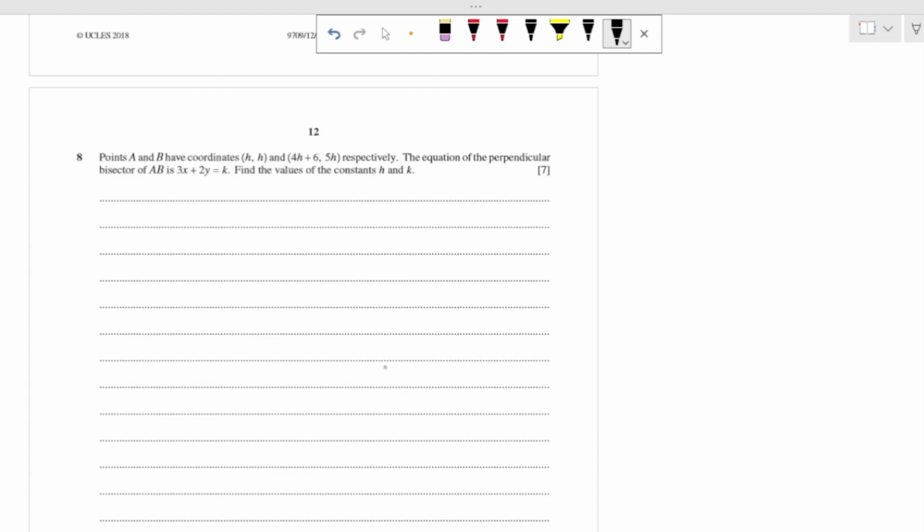So first of all, let us try visualizing what we have over here. The equation of the perpendicular bisector of AB. Let us think of the perpendicular bisector. Suppose this is our line AB. Right in the middle, we would have the perpendicular bisector, and this perpendicular bisector would have the equation 3x plus 2y equals k.